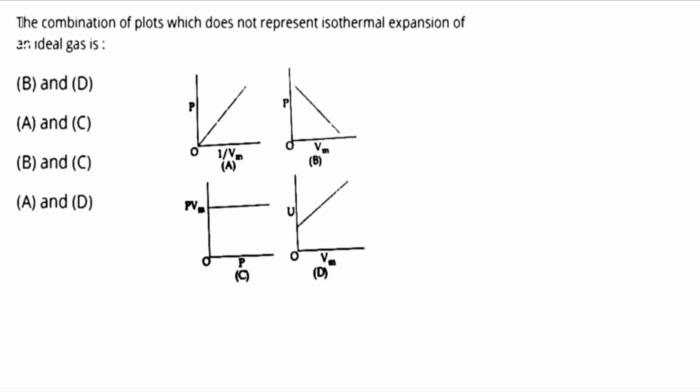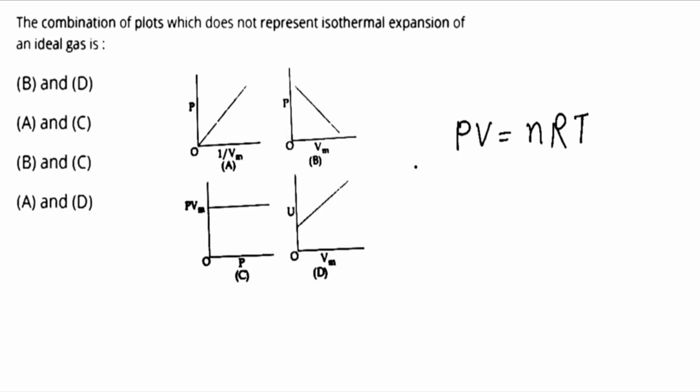Hello everyone, let's start the question. The question says: the combination of axes which does not represent isothermal expansion of an ideal gas is. Okay, so in case of an ideal gas, the equation is PV equals nRT.